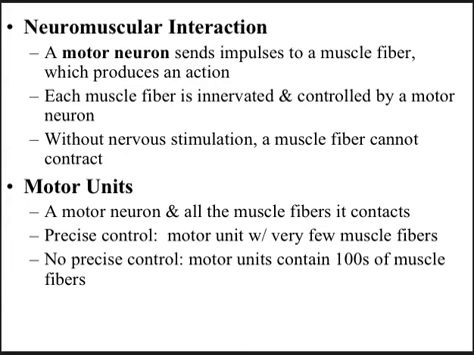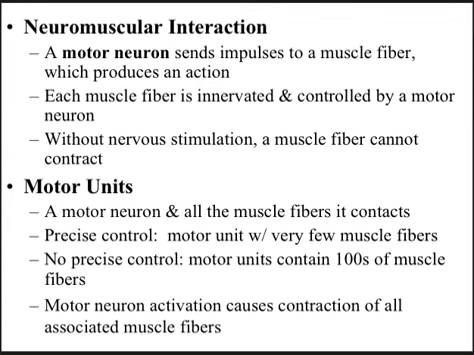So, for instance, the muscles in your fingers and your hands would have this almost one-to-one correspondence between neuron and muscle fiber, whereas in bigger muscles such as your glutes and the muscles of your upper limbs, you're going to have this less precise interaction where you have a single motor neuron talking to hundreds or even thousands of muscle fibers at the same time. Motor neuron activation causes contraction of the associated muscle fibers.